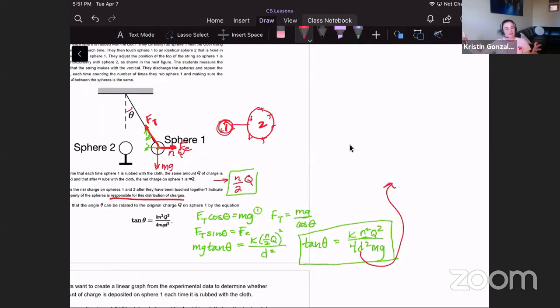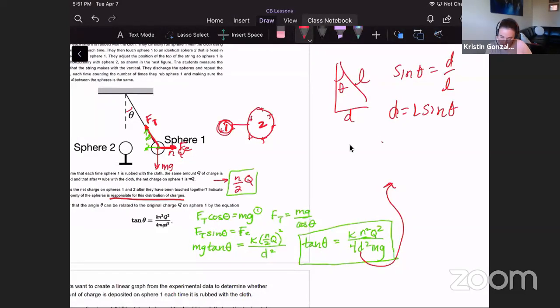They're going to be further and further apart. So instead of that, I want to look back at my triangle here. If this is L and this is theta, then instead of saying D, I can say the sine of theta is D over L. So D is equal to the length of the string times the sine of theta. So D squared is going to be L squared sine squared of theta.